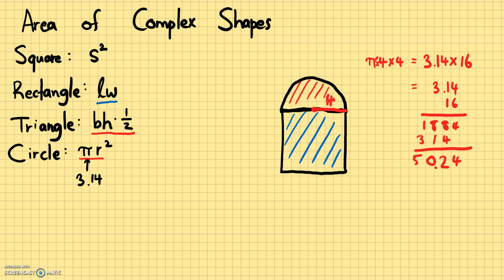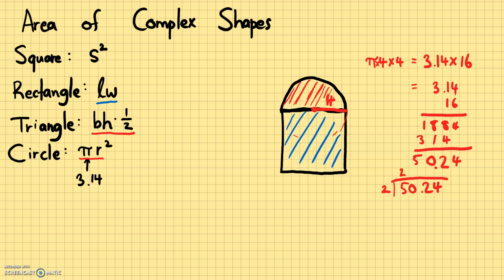50.24. Okay, 52.24. This is the area of the circle. So if you had a circle like this, that would be the area. To get the area of the semicircle, this is half of the circle, right? So we'll need to divide this by 2, because this is half of a circle. This is not the whole circle.